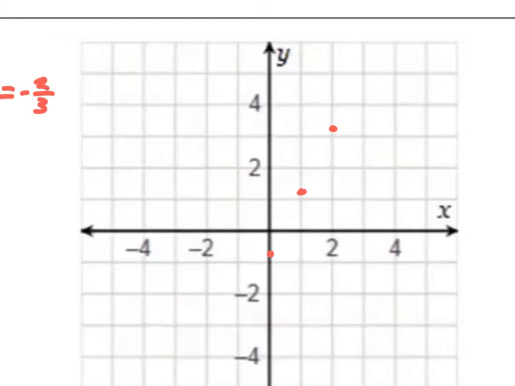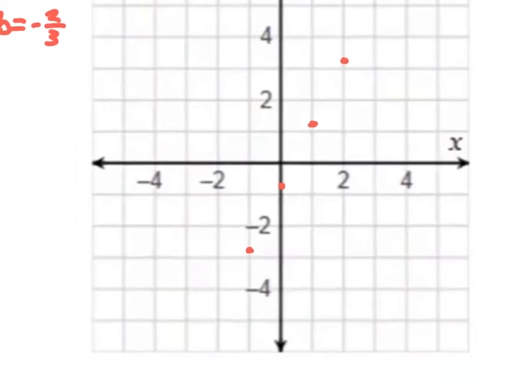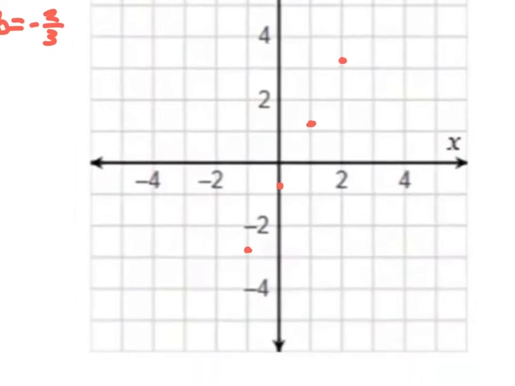Okay, same thing down here. I'm going to go down 2 units, and then over 1, and that's the idea. So we have this dashed line that's going up in this direction. It doesn't have to be perfect, but just get the idea.